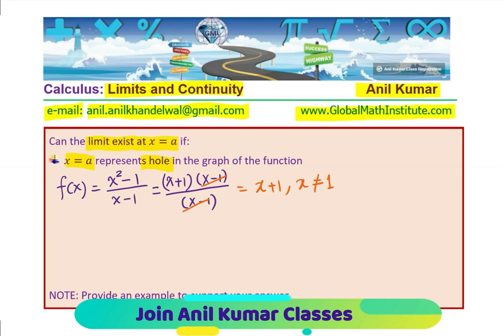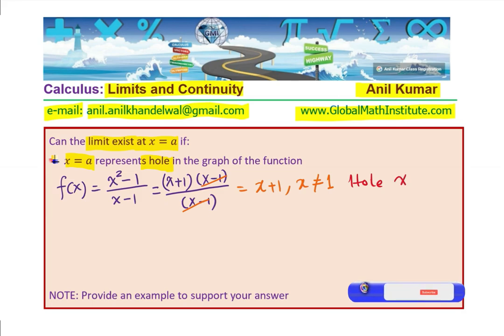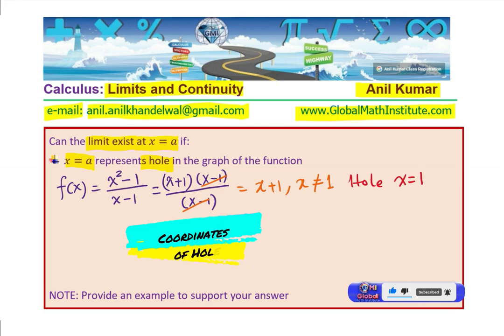Now at 1, we have a hole. So that means there is a hole at x equals 1, correct? What is the y value of this hole? If I substitute the value, I get 1 plus 1 as 2. So I can say that the y value will be 2.